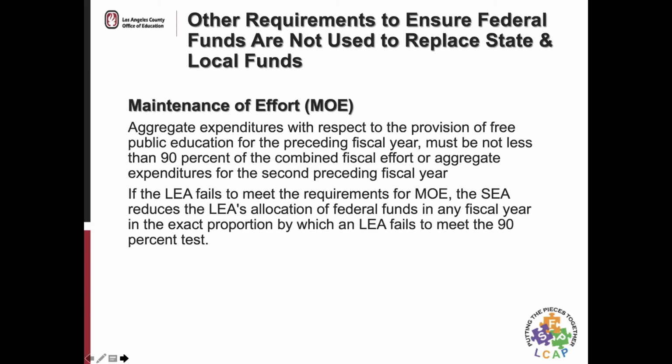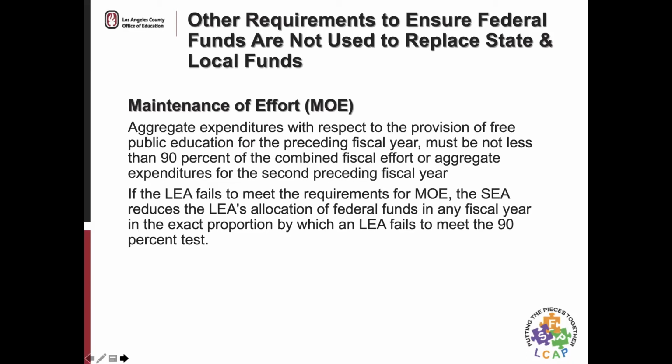And that's what they're looking for here. And if the district fails to meet that 90% requirement, then the state reduces all your federal fund allocations by the proportion by which you failed to make the 90% test. And when they calculate it, they give you the benefit of the doubt. They calculate it multiple ways. Very few districts fail to meet maintenance of effort.